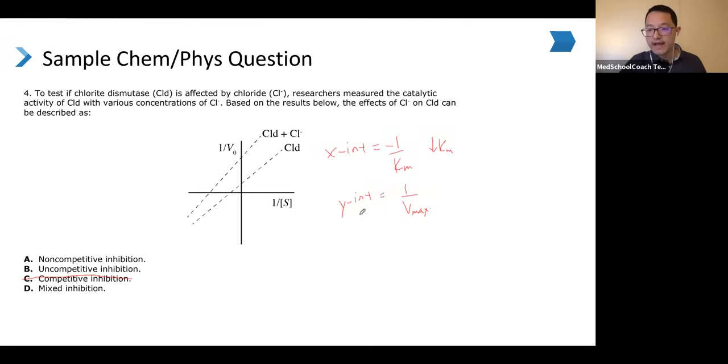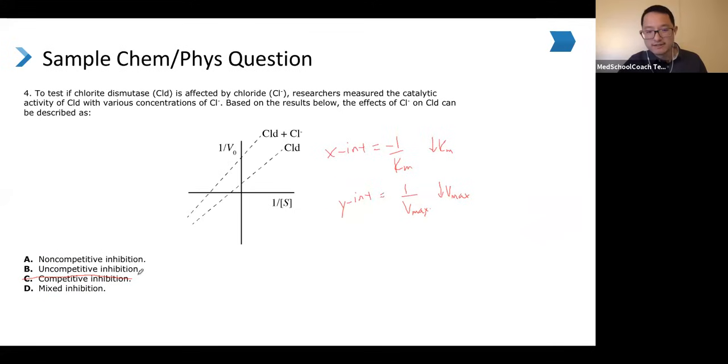Then you can go for the Vmax, which is the y-intercept. Again, you can see that the y-intercept changes. Since the y-intercept changes, you know that the Vmax has to change. Again, that might not be super helpful because the only thing you can really recognize from this graph is that competitive inhibition is wrong, because that's the only one where Vmax doesn't change. So you can look at how Vmax changes and you can see that your y-intercept moved up, which means your Vmax decreased.